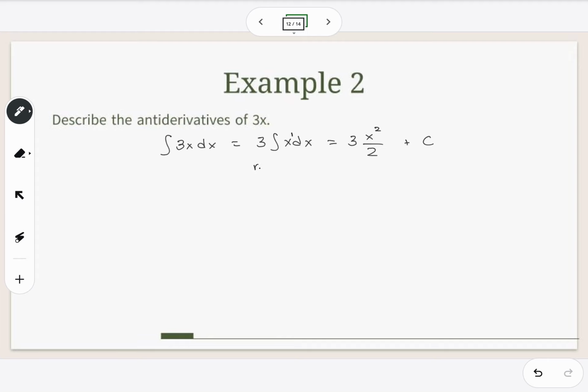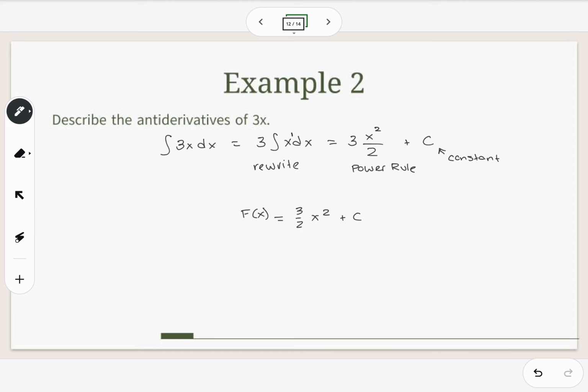So what we did here, we rewrote it, I used the power rule, and I made sure to add in my constant of integration. So your final answer here, then, if I'm trying to find my antiderivative, I could say capital F of x. They didn't really give us that info. You'd say y, whatever, equals 3 over 2 x squared plus c.